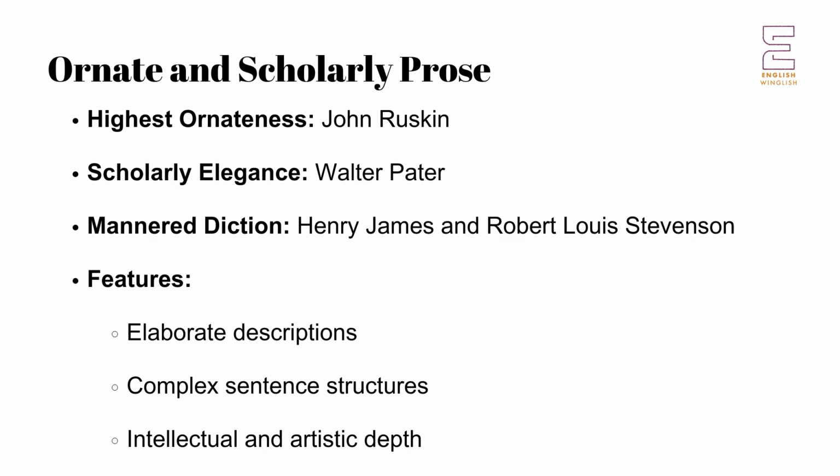Ruskin's style is characterized by its elaborate descriptions, complex sentence structures, and a deep commitment to intellectual and artistic rigor. His ability to blend artistic critique with social advocacy made his prose both intellectually demanding and artistically rewarding, setting a high standard for Victorian literary elegance.